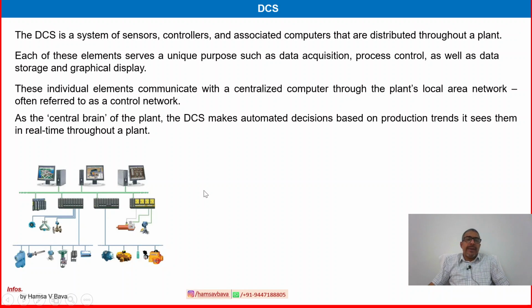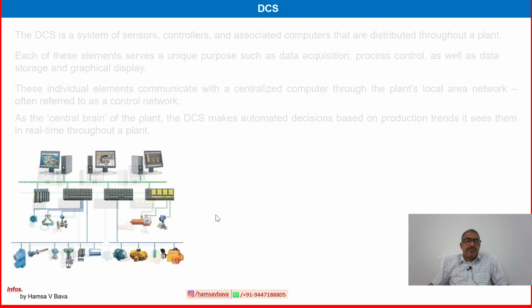As the central brain of the plant, the DCS makes automated decisions based on production trends. It sees them in real time throughout the plant. So it can take some automatic decision based on a predefined set point or predefined logic. It can take some automatic action without the involvement of the operator.